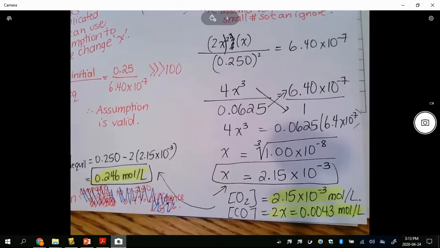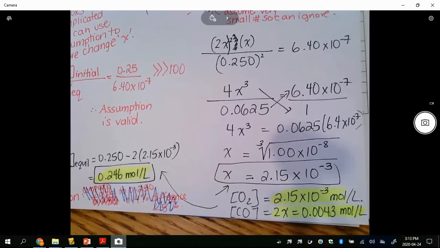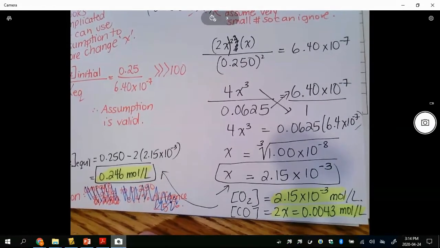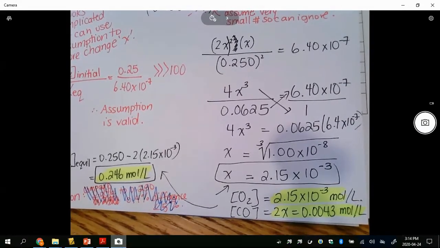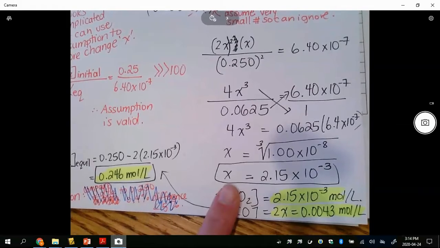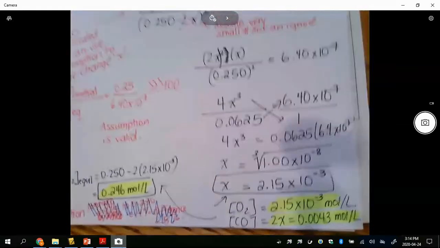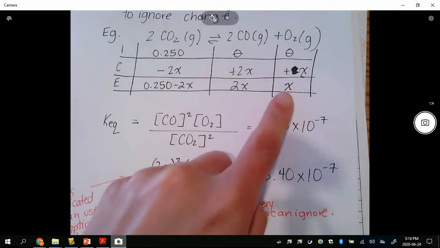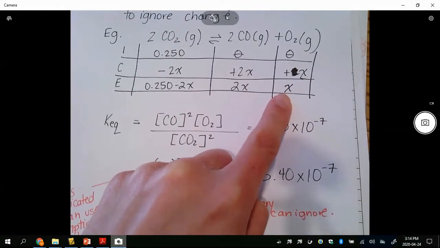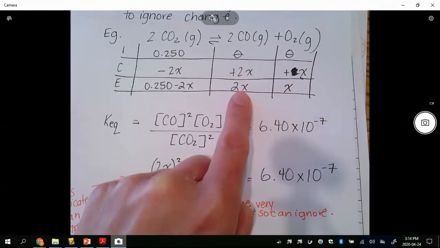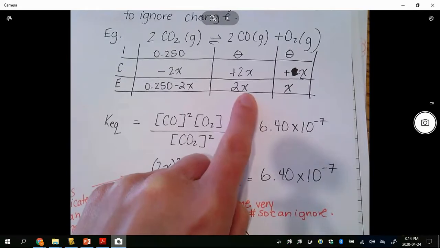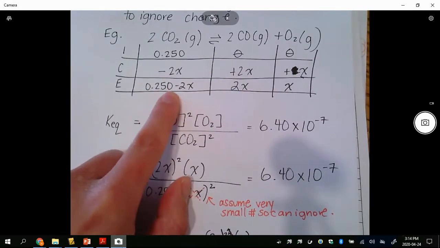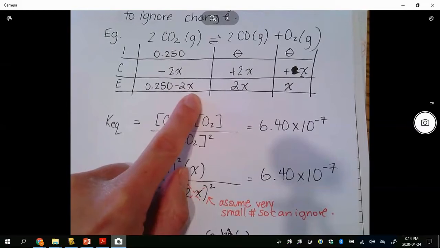Okay, so as you can see, there is a lot of math in this first example. So there's going to be a lot of practice this week. Okay, so this x value we just solved for is the value of O2 if you look at our ice charts. So we just solved for O2. Now we have to solve for CO, so we're simply going to take 2 and multiply it by the value of x. And we're going to solve for CO2 by doing 0.250 minus 2 times the value of x.